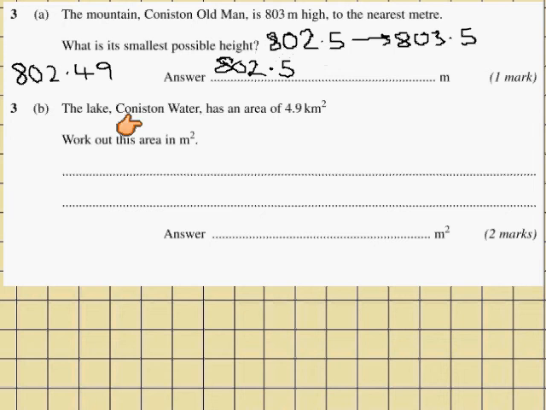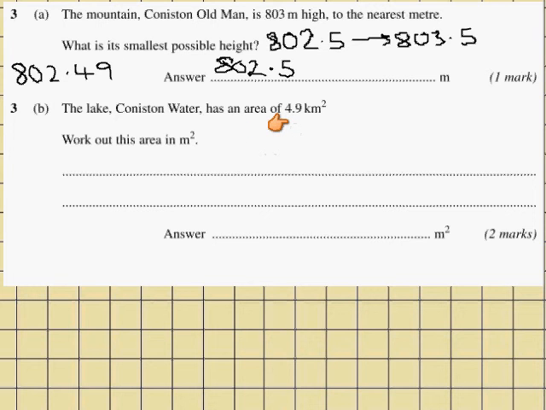Part B, the lake. Okay, so it has an area of 4.9 kilometers squared. Work out this area in meters squared. The two important things here, it says area and then it says kilometers squared. So area is to do with length times width. It's to do with squares and rectangles. This says 4.9 kilometers squared. And you might think, well, there's 1,000 meters in 1 kilometer, so all I need to do is multiply this by 1,000.